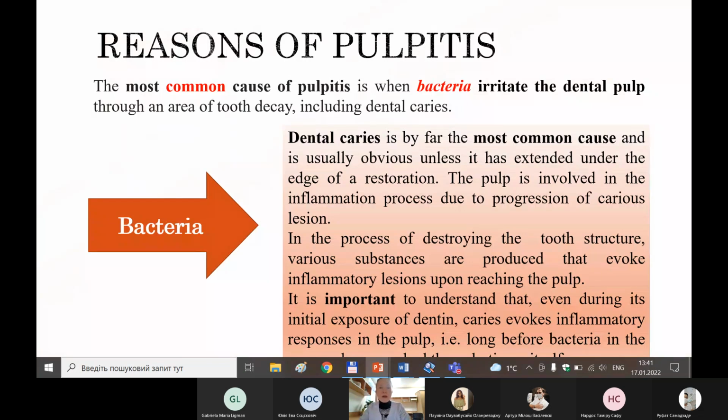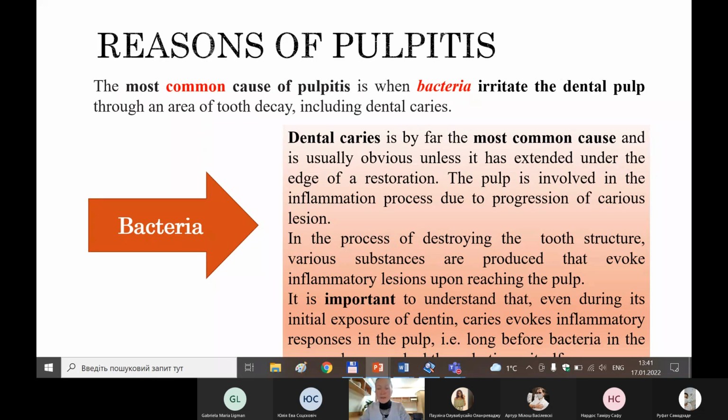The most common cause of pulpitis is bacteria, when bacteria irritate the dental pulp through an area of tooth decay, including dental caries. Dental caries is by far the most common cause and is usually obvious unless it has extended under the edge of restoration.